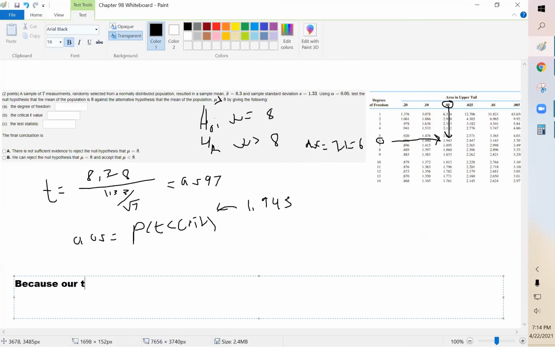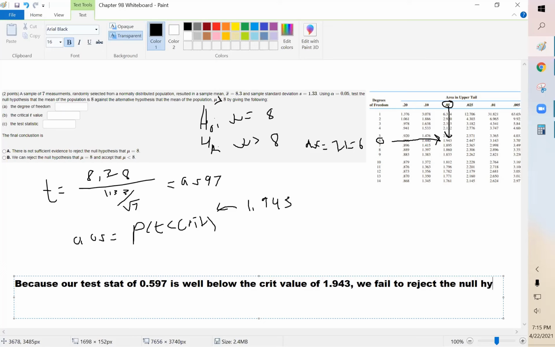And so therefore, our conclusion: because our test statistic of 0.597 is well below the critical value, or you can say cutoff value, that works too. I'm fine with either, 1.943. We fail to reject the null hypothesis that our mean is 8.